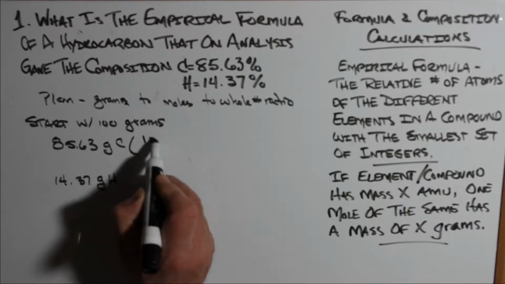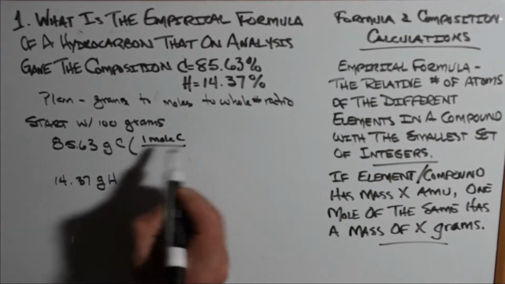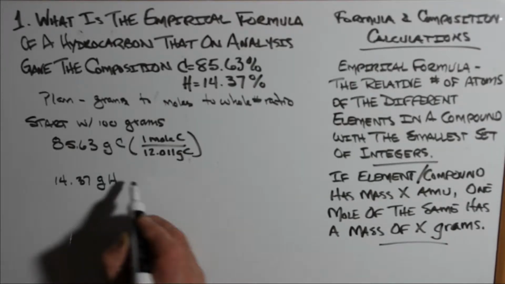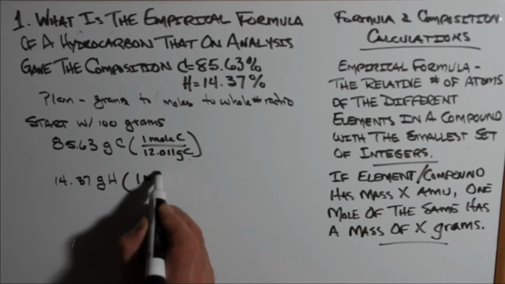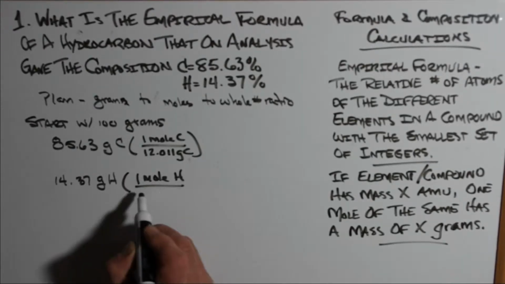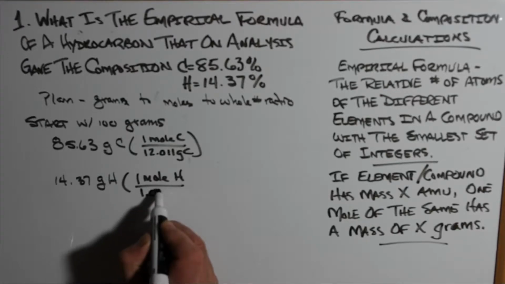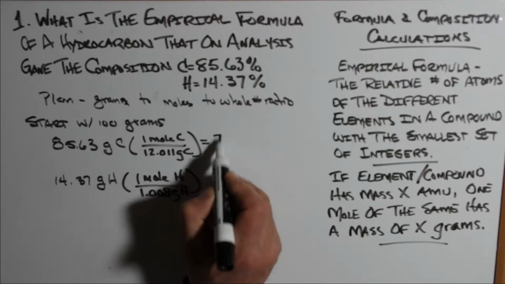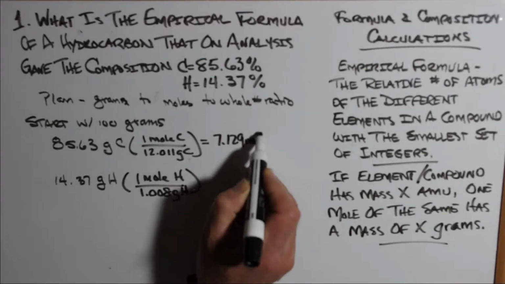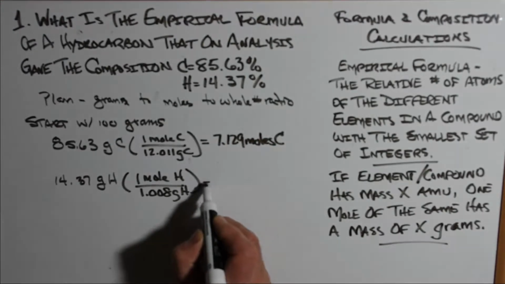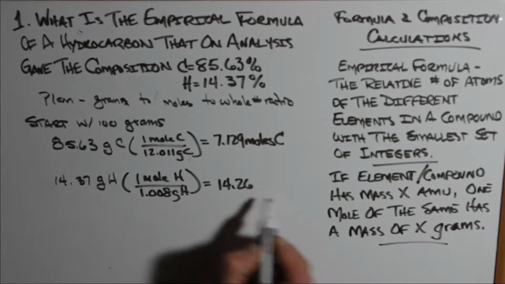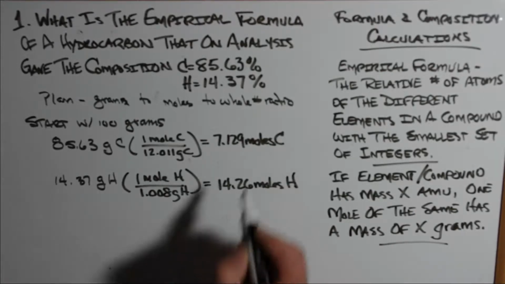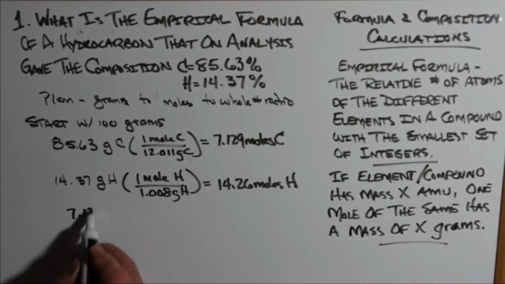We can convert that to moles of carbon by recalling that 1 mole of carbon has a mass of 12.011 grams. And the hydrogen, we remember that 1 mole of hydrogen has a mass of 1.008 grams. Doing the arithmetic, we find that we have for carbon 7.129 moles of carbon and 14.26 moles of hydrogen.